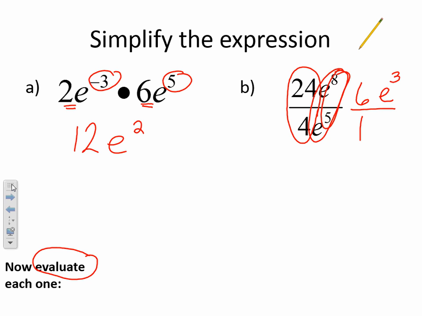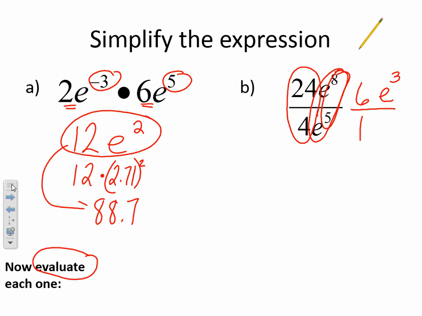So you can type in your calculator 12 times 2.71 squared. Or you can use an e button if your calculator has one, and most scientific calculators do. You find it typically on the regular screen on the front. Usually it's above another button, so you may have to use your second button first. But you would get approximately 88.7 for this first one. So this is the simplified answer, and this is the decimal approximation for what it actually equals.